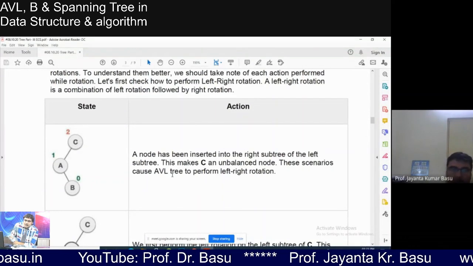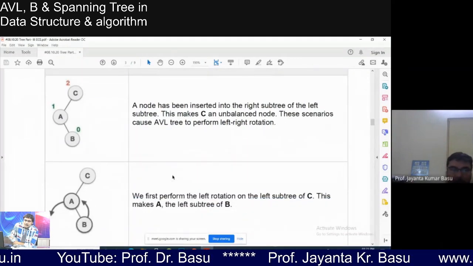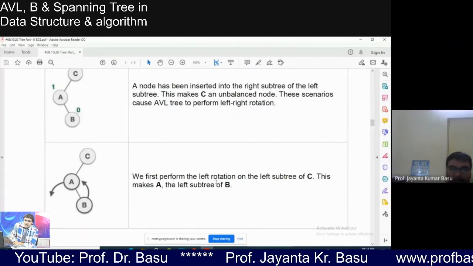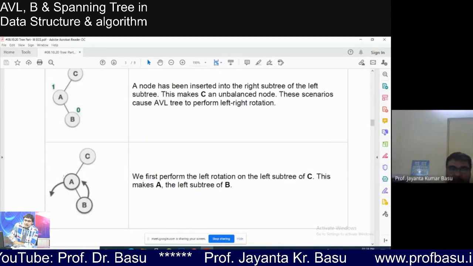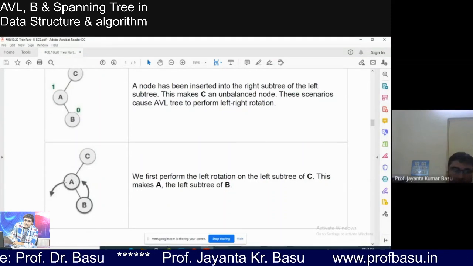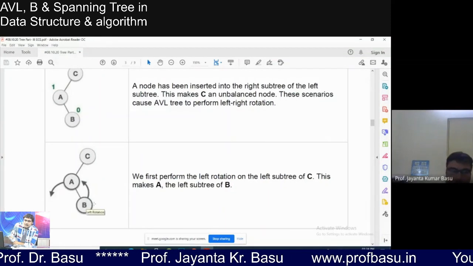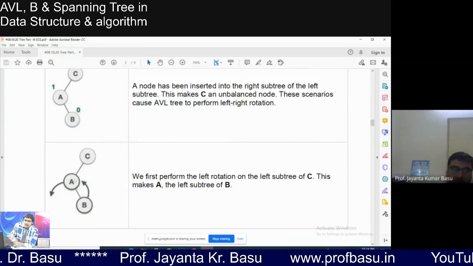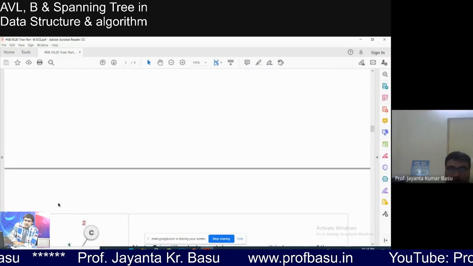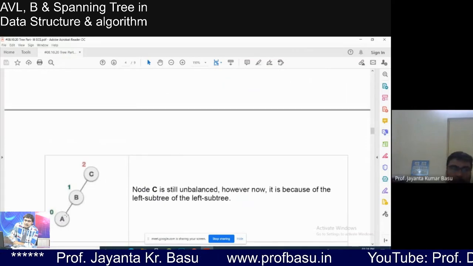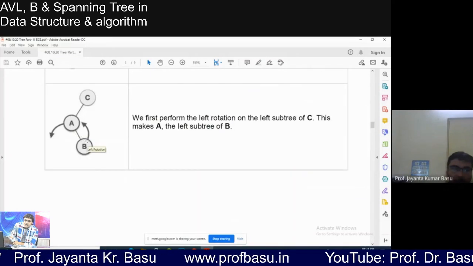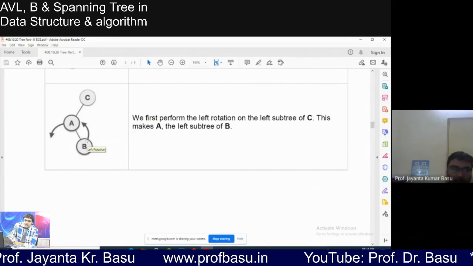This is the scenario, so we have to make it balanced. We first perform the left rotation on the left side of C. With the left rotation, A will rotate to the left side and B will also rotate to the left. So B will come here, A will come here. Okay, got it? Hello, are you following the diagram?